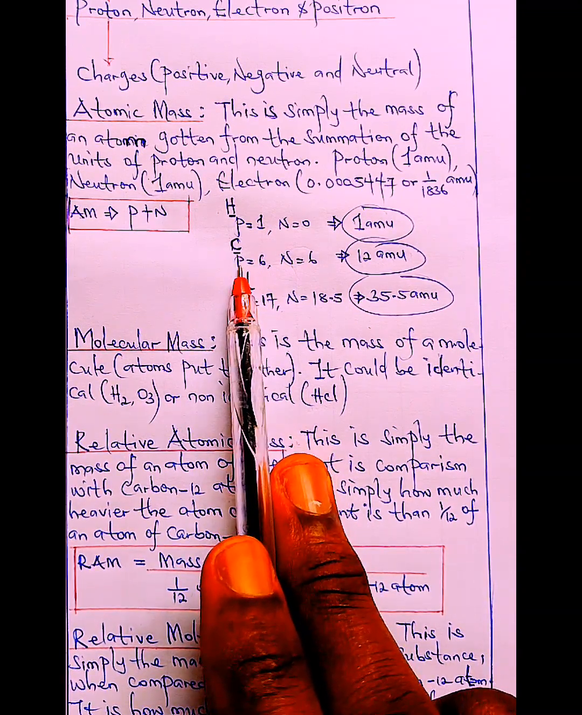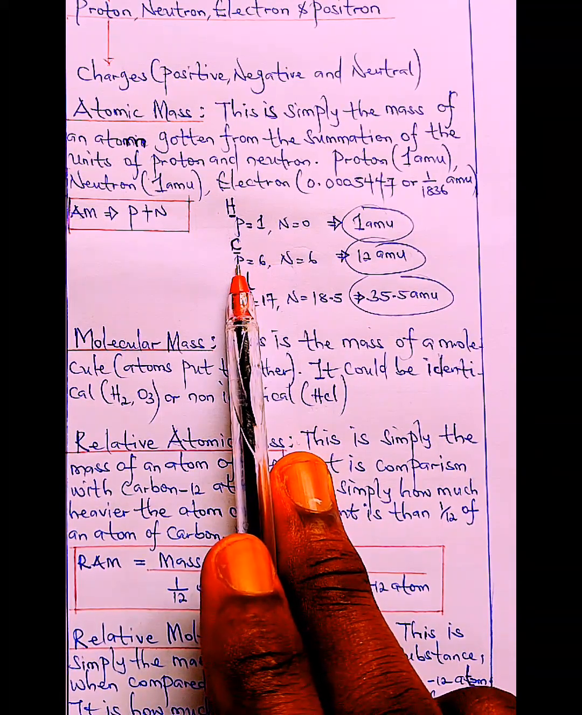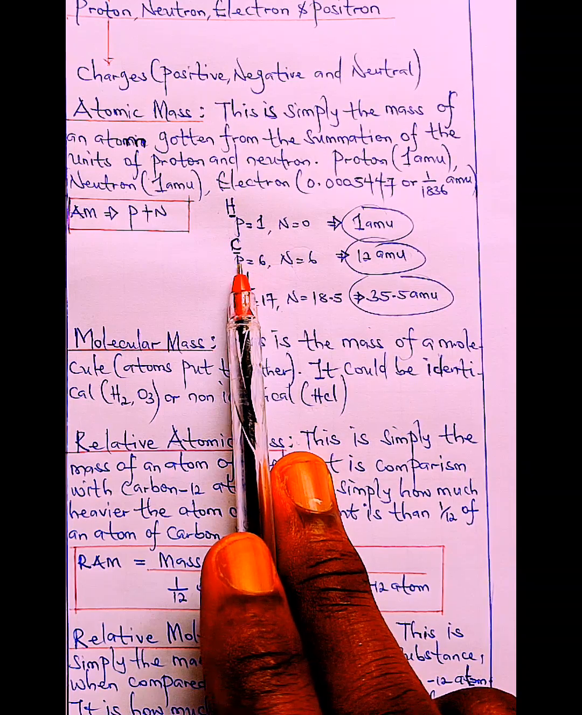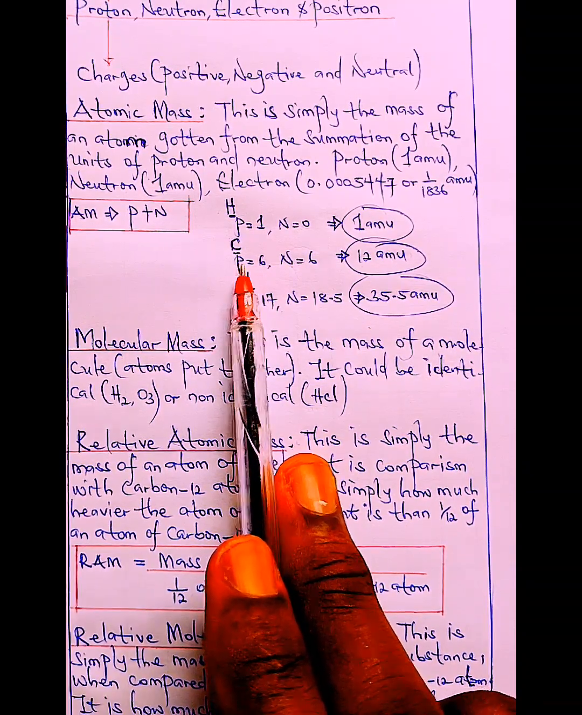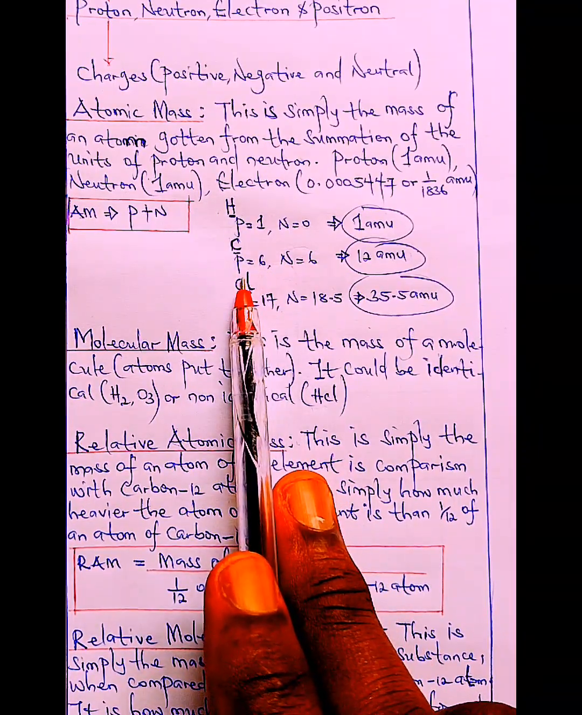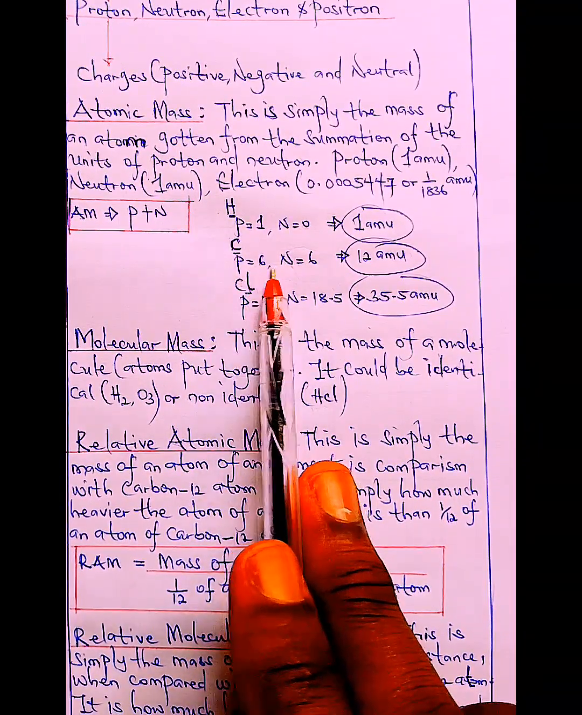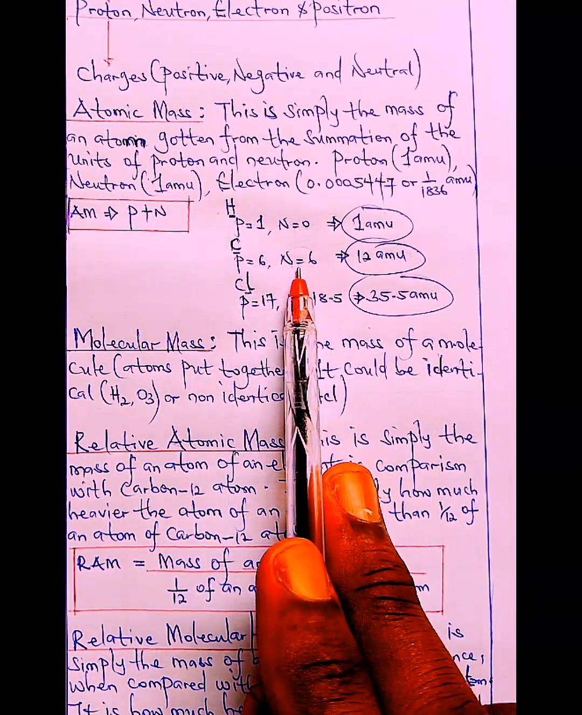Carbon is a special kind of element that chemists often make reference to. The carbon we're talking about here is carbon-12, not carbon-13. If you look at carbon-12, we have equality between the number of protons and the number of neutrons. Here we have 6 protons and 6 neutrons. So it's more or less like perfection.